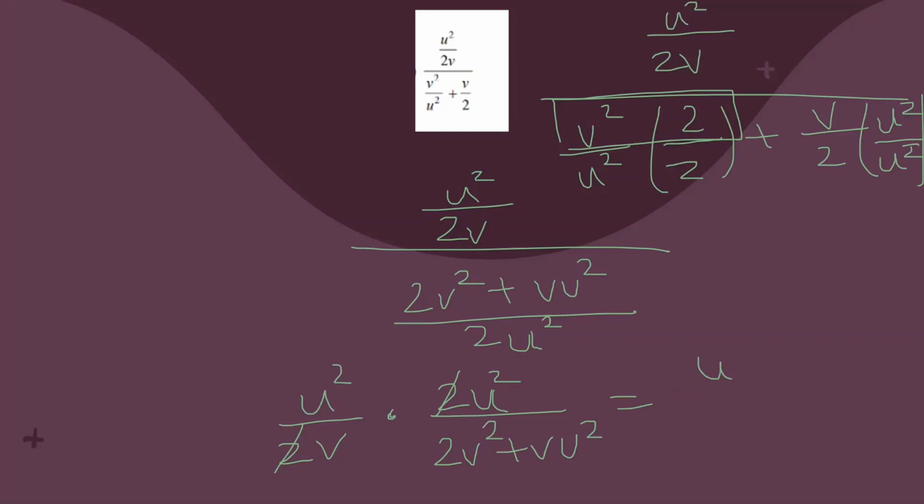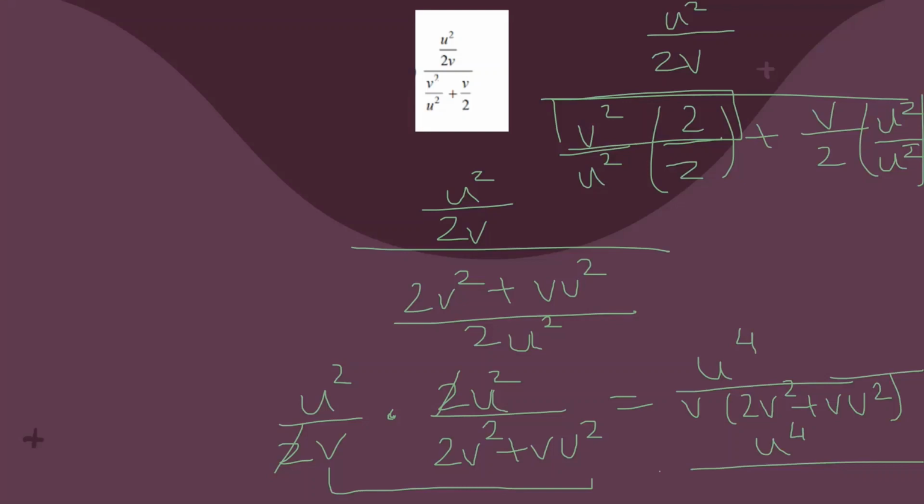So u to the 4th over whatever you have in here, you multiply across. So you can actually keep them like this, or you can obviously distribute them, which is u to the 4th over 2v cubed plus v squared u squared. That is your final answer.